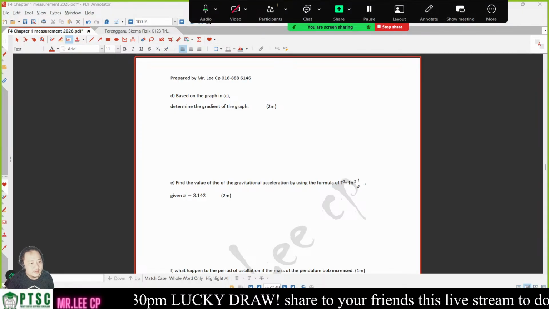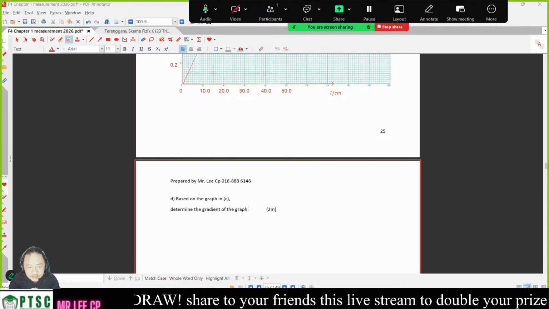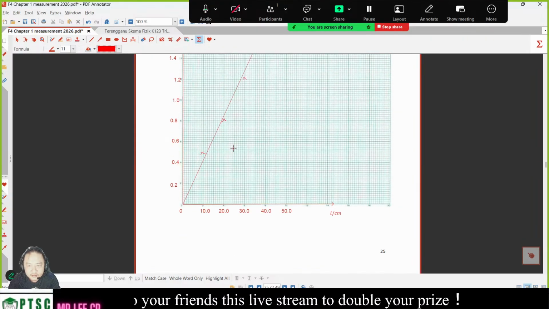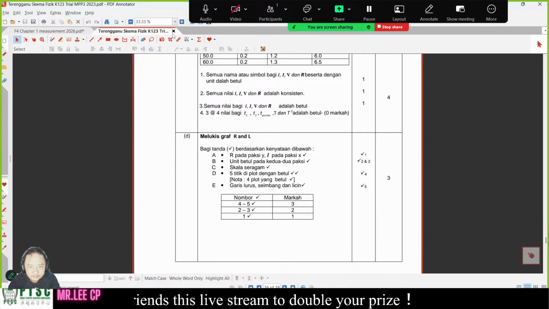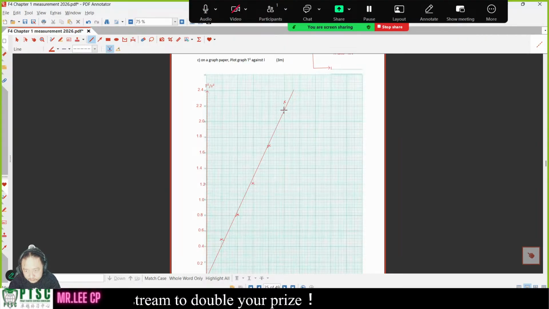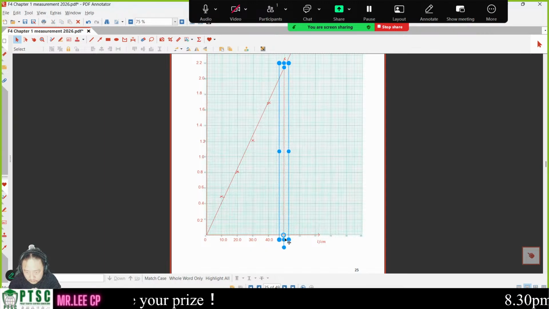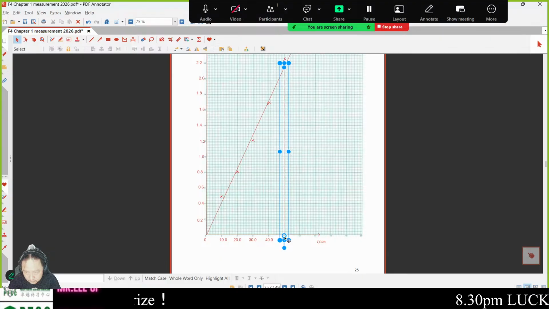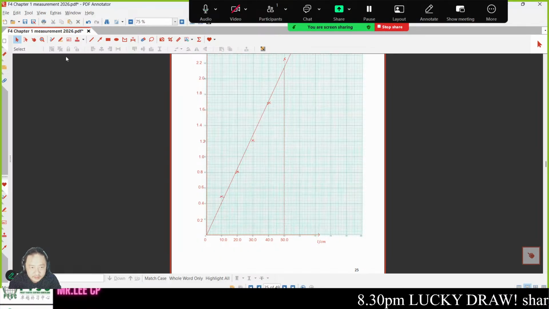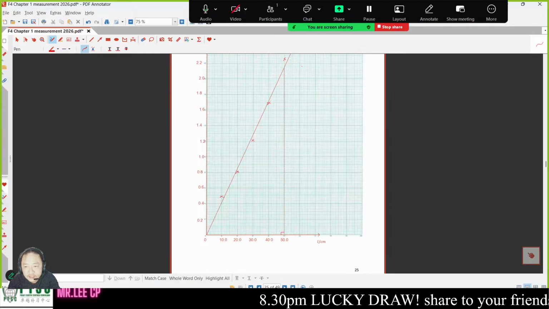Alright, let's continue. Next one. What's the question asked? The question asks us to determine the gradient of the graph. So how to find the gradient of the graph? You need to draw the biggest triangle. If possible, draw a 90-degree right angle, make sure this is 90 degrees, and then take this value.